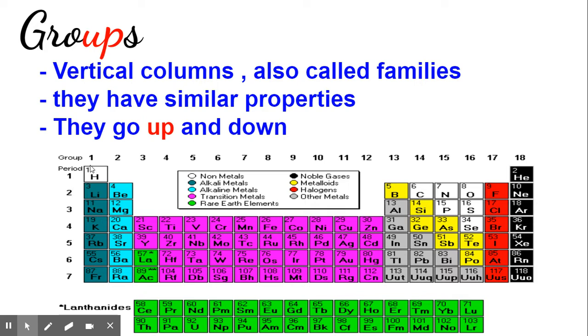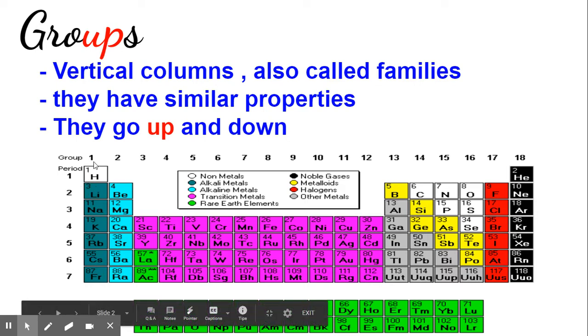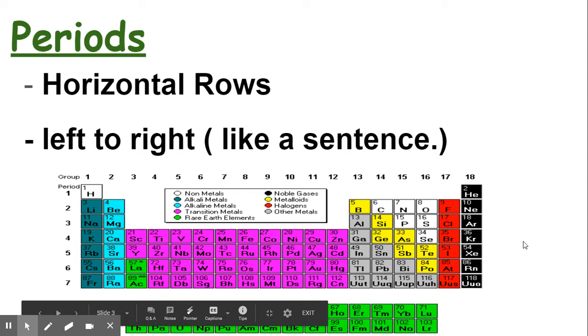Groups have similar properties, and we're going to discover these later. They have similar properties because they have similar electron configurations. So again, groups go up and down. For example, this is group one, this is group two, group three, and so forth, all the way to group 18.